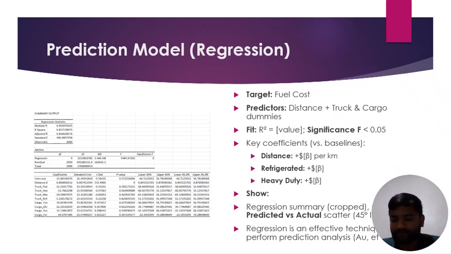The fourth one is that the model is statistically significant since the value of the significance F is less than 0.05. The main coefficients demonstrate that fuel cost increases by around 86 cents for each additional kilometer. There is a considerable rise in fuel cost for refrigerated and heavy duty vehicles when compared to the baseline truck model.